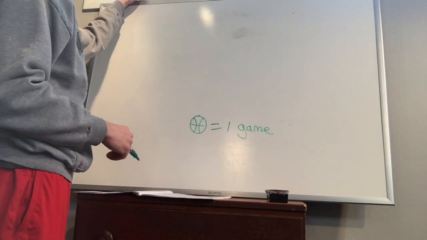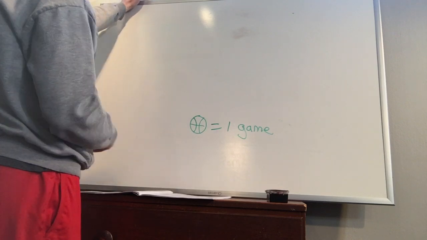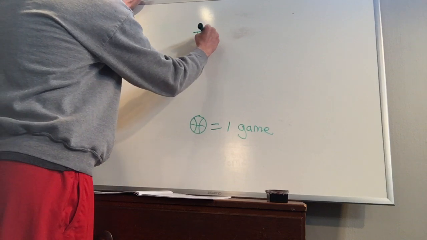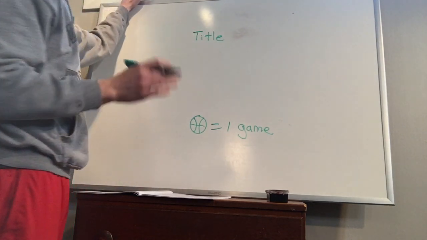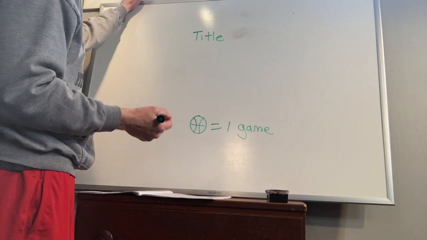So one basketball equals one game. And we're going to make a picture graph. So at the top, we're going to come up with a title. So title, we always need to have one so our readers can know what in the world they're learning about.